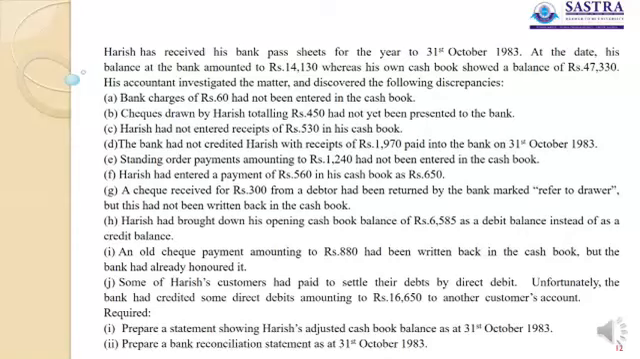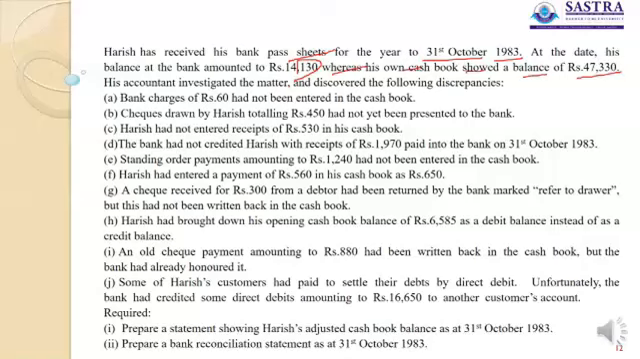This is a comprehensive illustration. Harish has received his bank passbook, the bank statement for the year ending 31st October 1983. At that date, his balance at the bank amounted to rupees 14,130, whereas his own cash book showed a balance of 47,330.